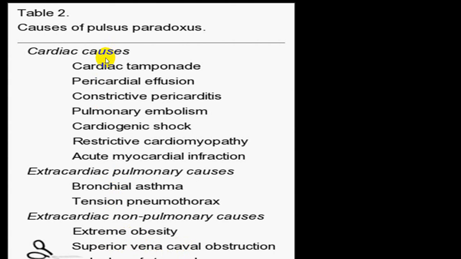But by and large, it is most common in cardiac tamponade, massive pericardial effusion, constrictive pericarditis, massive pulmonary embolism, severe cardiogenic shock, restrictive cardiomyopathy, and acute MI. But these three come topmost on the list. And then if they ask you in the oral, you can mention these other causes. In theory, you can mention all these causes, depending upon how they ask you in the oral.